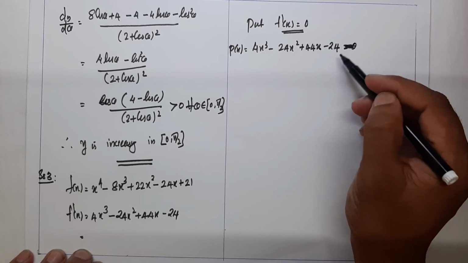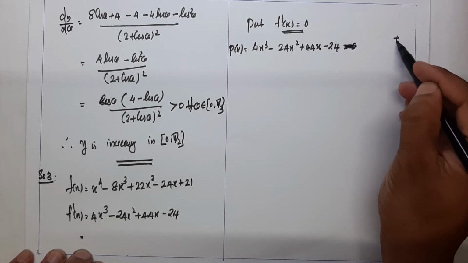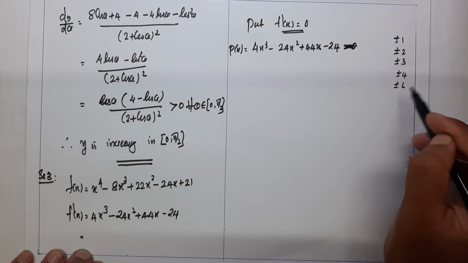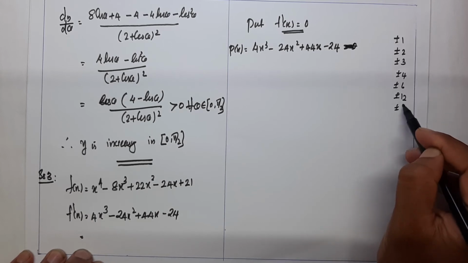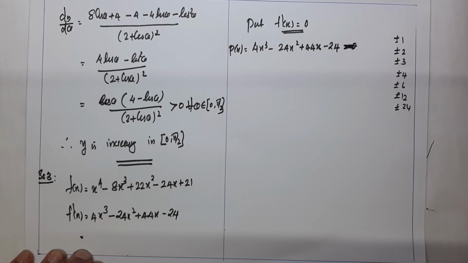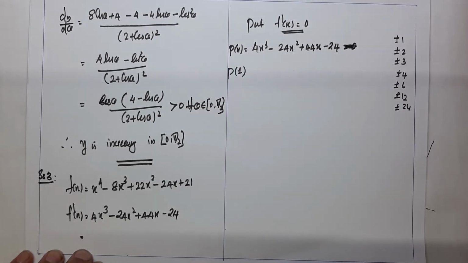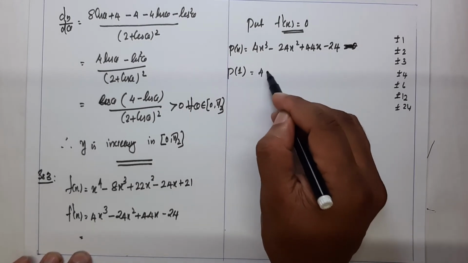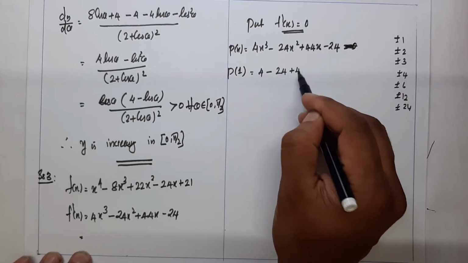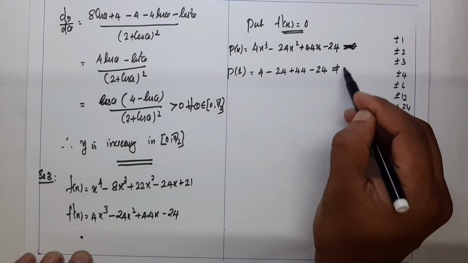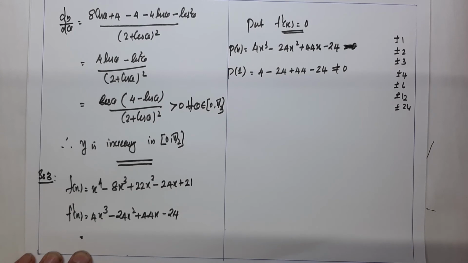So first of all, we find the factors of 24. You know the factors of 24: plus or minus 1, plus or minus 2, plus or minus 3, plus or minus 4, plus or minus 6, plus or minus 12, and plus or minus 24. Actually, the three roots lie among these values. First of all, we put x is equal to 1. We get 4 minus 24 plus 44 minus 24. Okay, it's not equal to 0.